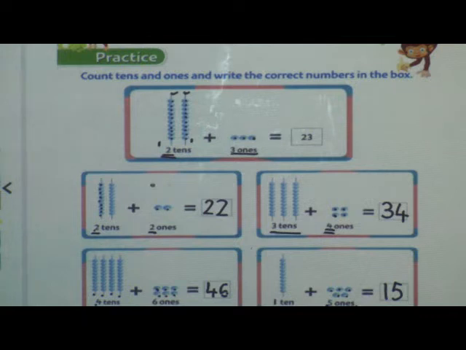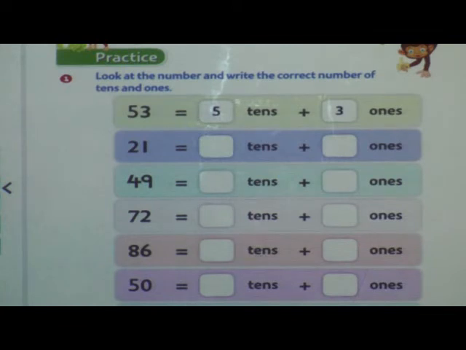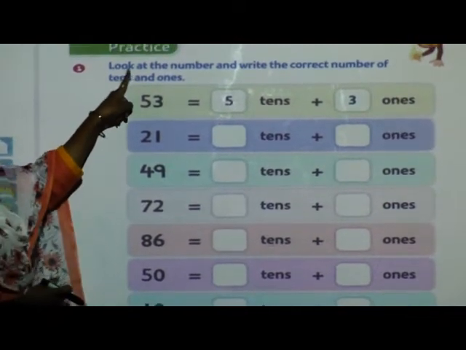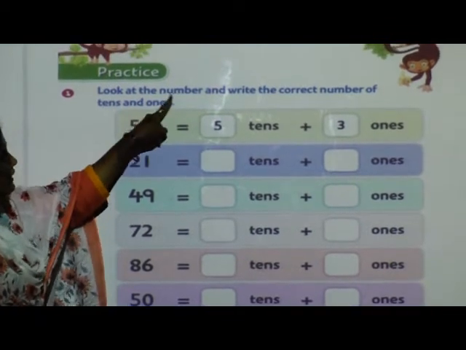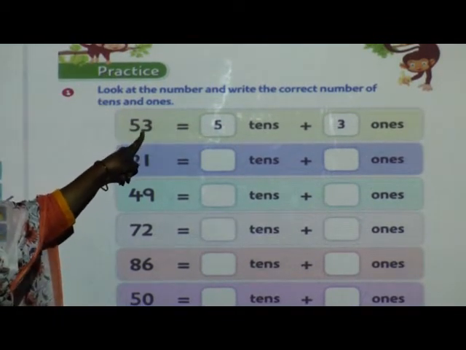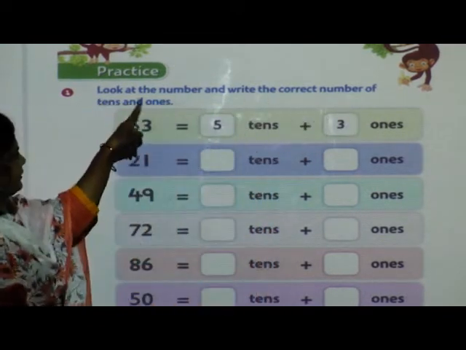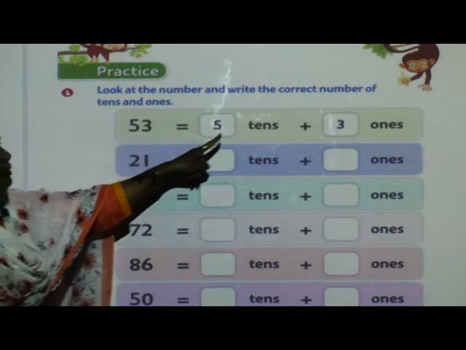Open the next page. Just now we saw the bundles and ones. Bundles means that is tens, and the single numbers that is ones. Now here we have to see the numbers and we have to divide them into tens and ones. So first look, see here. Look at the number means we have to see this number and write the correct number of tens and ones. Okay, tens and ones.